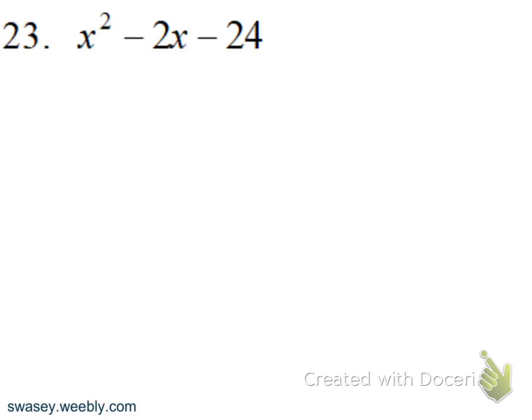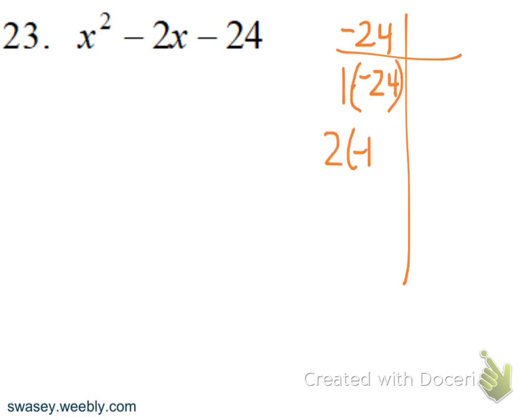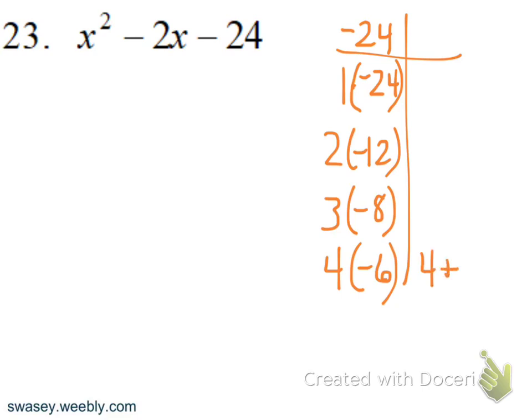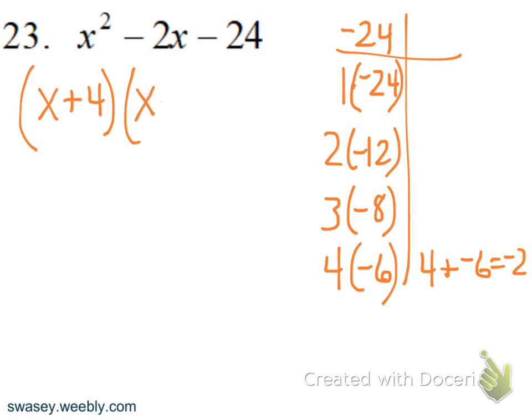Looking for 2 numbers that multiply to get negative 24, so that means different signs, and then the bigger one is negative. List out your factors of negative 24 where the bigger one is negative, and then find the pair that adds up to negative 2. 4 plus negative 6 is negative 2. So we'll have x plus 4, x minus 6.